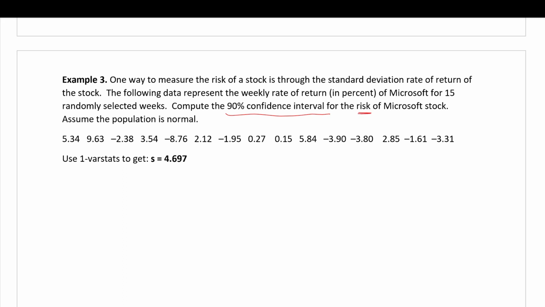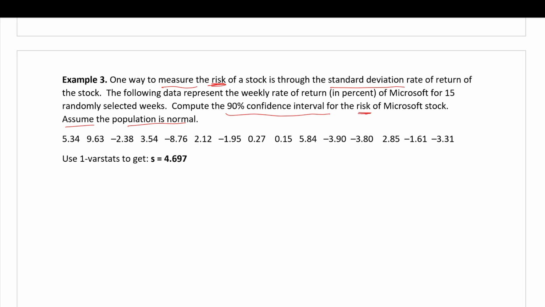Well, what is the risk? They're saying that the risk is measured through the standard deviation. It just tells you how spread out these values are. So if you have rates of return that are very spread out, very volatile, you say it's more risky. And if they weren't that volatile, then you'd say that's less risky. Now they do say that the population is assumed to be normal, so it does meet that requirement.